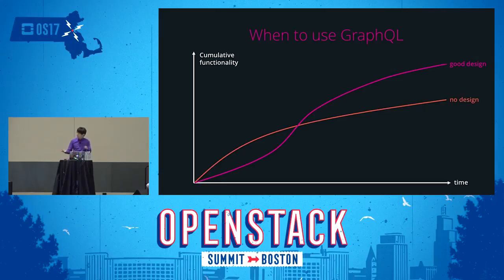Now notice that these two lines cross over. And this is called the design payoff line. And what the design payoff line is saying is that at a certain level of cumulative functionality, or past a certain amount of time, good design wins. And I found this to be a very generally useful way to think about when to do X. So GraphQL is no different. Try to think about GraphQL in this kind of framing.